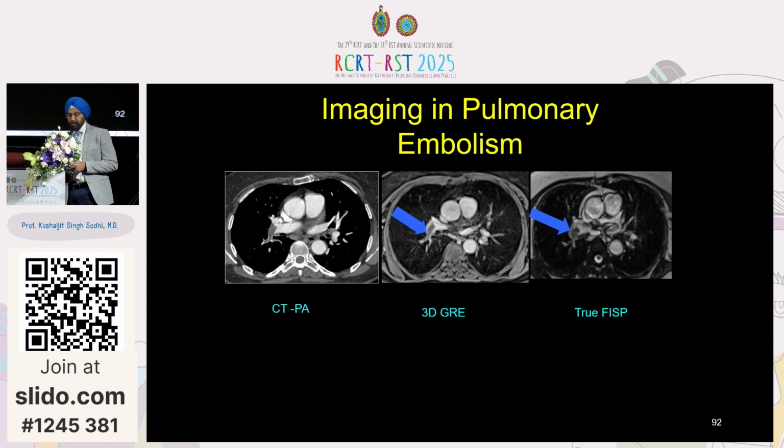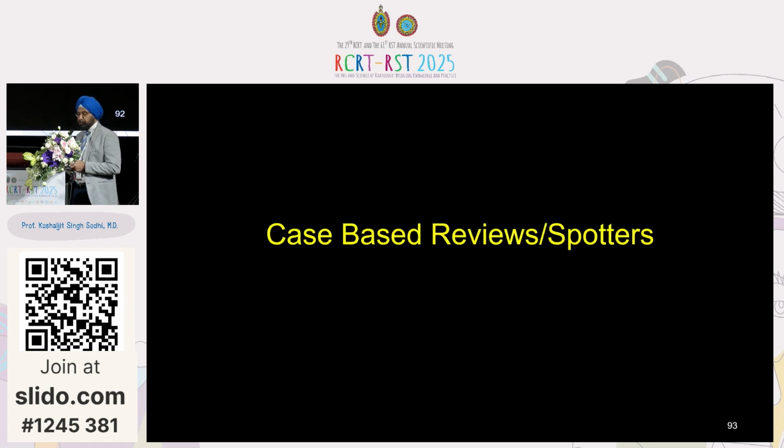Again, in pulmonary embolism, you can do a CT angiography, which is the imaging investigation of choice in most institutions. But you could also do a contrast enhanced 3D GRE sequence for a pulmonary embolism in a child as well. So I'm going to quickly take you through some case-based reviews and spectrum.